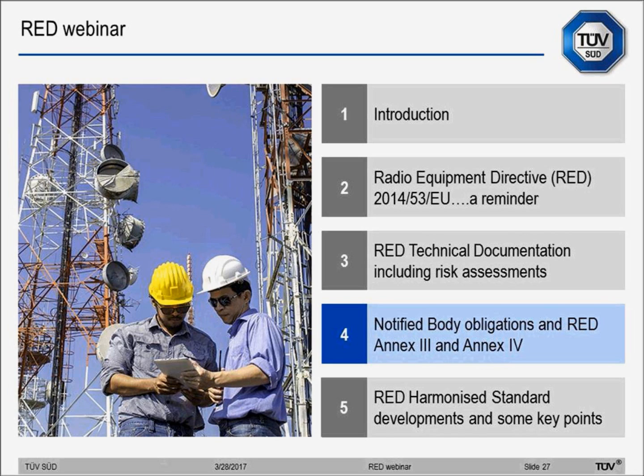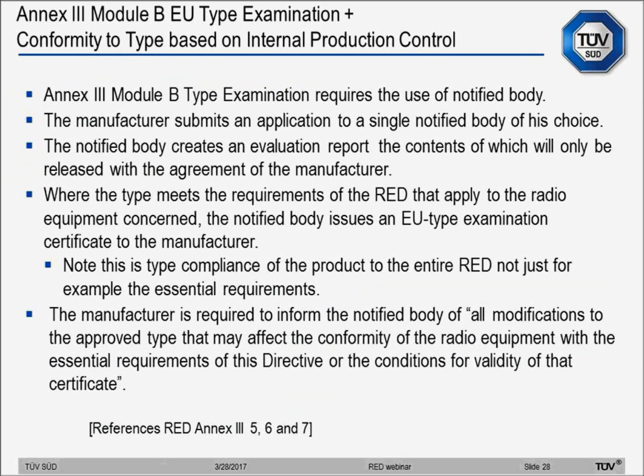This next section is to explain what the notified body's obligations are and how the Annex 3 and Annex 4 conformity assessment procedures work. As already mentioned, Annex 3 Module B type examinations require the use of a notified body. The manufacturer submits an application to a single notified body of his choice.